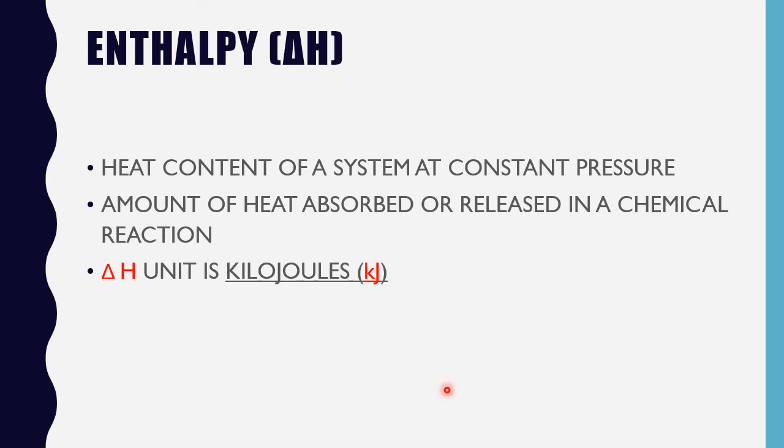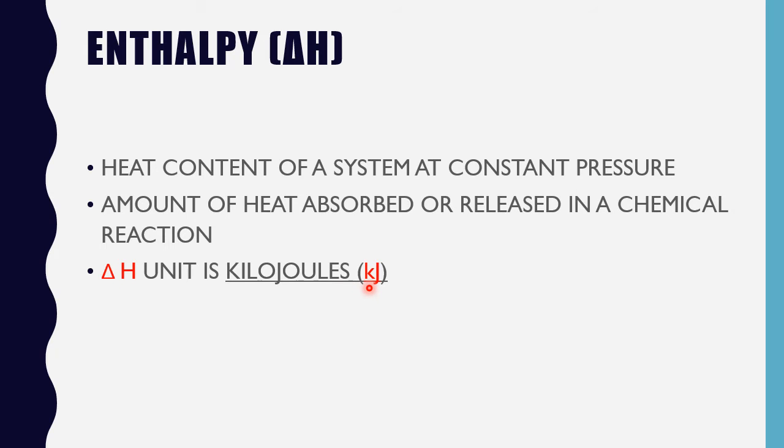All right, so delta H, what is delta H? It actually represents enthalpy. Enthalpy is pretty much the heat content of the system at constant pressure. What does that mean? That means the total amount of heat that was actually absorbed or released in a chemical reaction. So whenever a chemical reaction occurs, energy is either going to be absorbed or released, and that represents enthalpy or delta H. Now, your delta H unit is going to be represented with kilojoules.